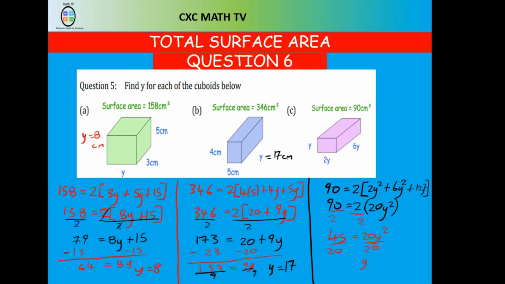When we divide by 20, we get y squared equals 45 divided by 20. Put that in your calculator, and you get 2.25. So y is the square root of 2.25. We square root 2.25 and we get 1.5. So y is equal to 1.5 centimeters. So this side is 1.5, this side is 3, and this is 6 times 1.5, which I think would be 9 or something like that.